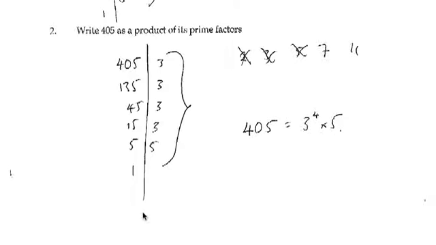And this one should have come out like that. 2 didn't divide into 405 at all, but 3 did. And it divided in 4 times eventually, which took me down to 5, and 5 divided in once. So it was 3 to the 4 times 5.